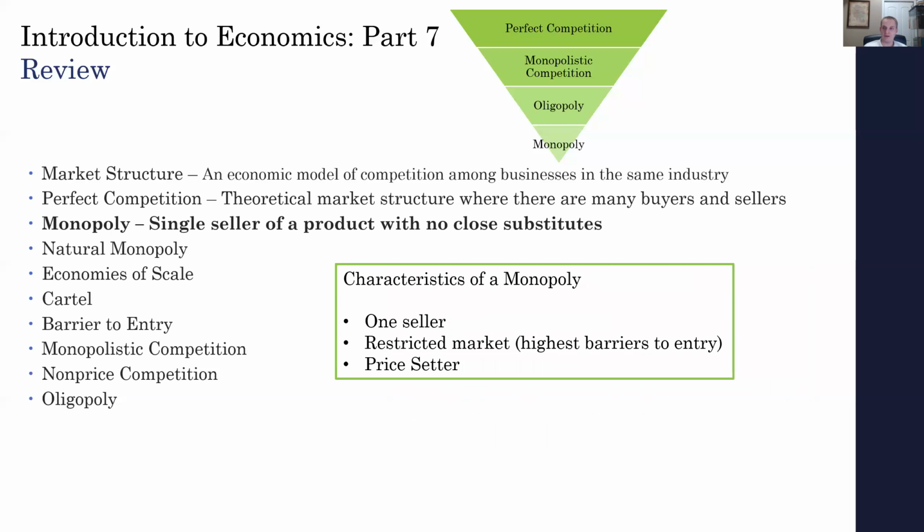And then at the other end of the spectrum, in terms of market structures, we have a monopoly. So a monopoly is the least competitive market structure, and its characteristics include things like one seller with no close substitutes. It has the highest barriers to entry of any of the other market structures, and firms are price setters.